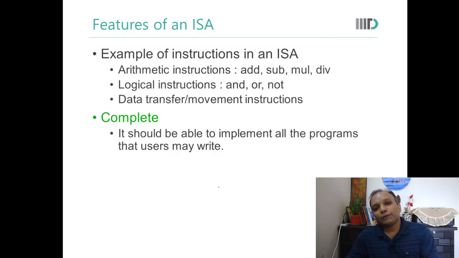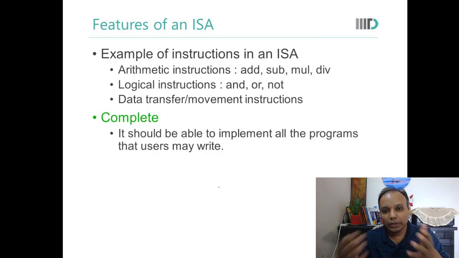So, examples of instructions in an instruction set architecture are arithmetic instructions like addition, subtraction, multiplication, division, etc., all kinds of arithmetic instructions. Logical instructions like AND, OR, NOT, NAND, and so on, and the data transfer and movement instructions like move, store, these kinds of instructions. So, basically you load data from memory and store it somewhere and all these things. So, all kinds of instructions are part of your ISA.